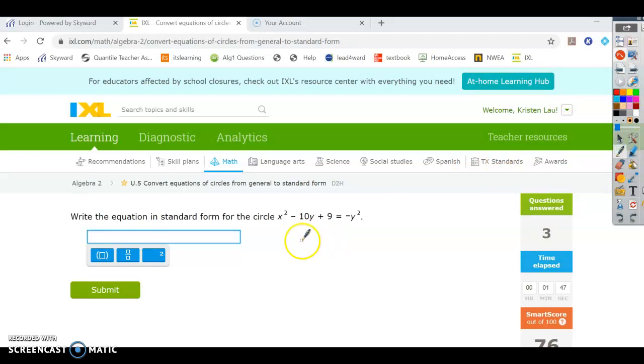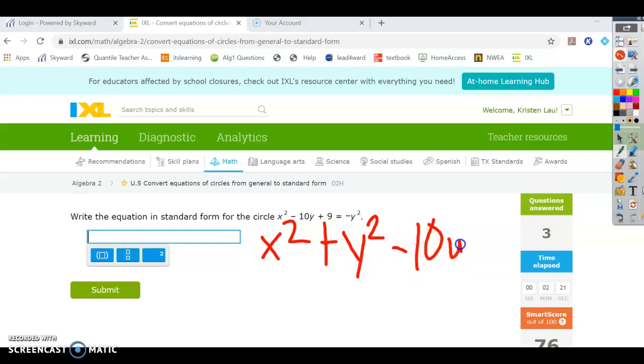So the first thing when I look at this, I have x squared minus 10y plus 9 equals negative y squared. So remember, the first thing that I need to do is get all of my terms with the variables on one side. So I need to move this negative y squared to the other side. So when I do that, I'm going to have x squared minus y, oops, let's redo that again. So I'm going to have x squared plus y squared minus 10y.